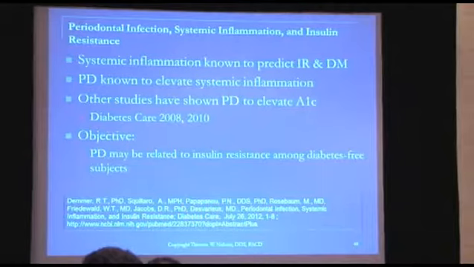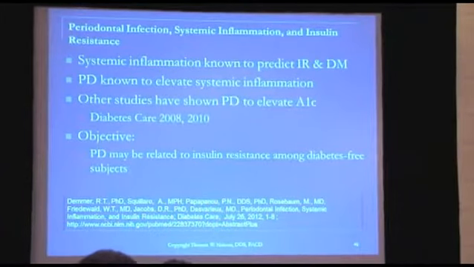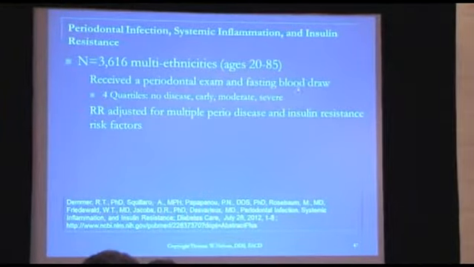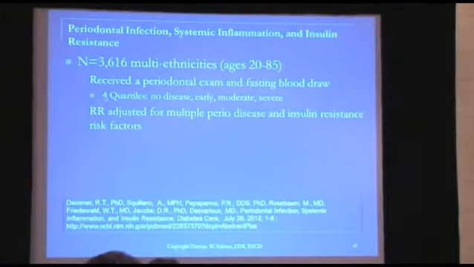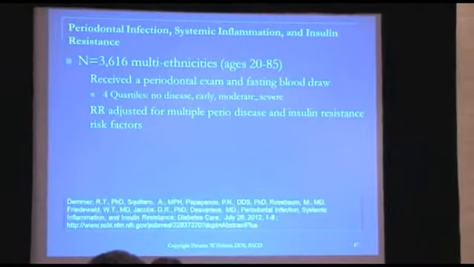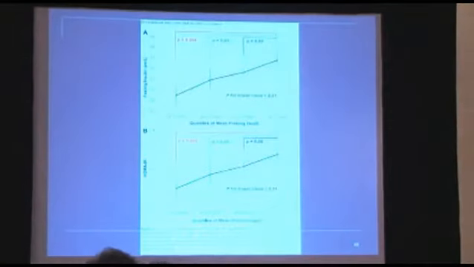But the objective here was to see if periodontal disease may be related to insulin resistance among diabetes-free individuals. So they looked at 3,600 individuals in this age group of 20 to 85. They all received a periodontal exam and fasting blood draw, and they broke the periodontal exam into 4 quartiles: no disease, early disease, moderate, and severe. And then the relative risk was adjusted for multiple periodontal disease and insulin-resistant risk factors. And here is the chart.